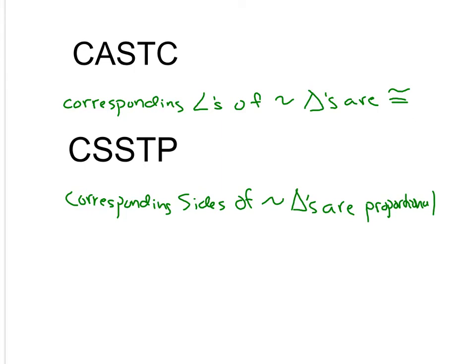And you know that from what we know from 3-2 about all the angles of similar polygons. All the angles of similar polygons are always congruent. We also know that the sides of similar triangles are proportional. So CSSTP stands for corresponding sides of similar triangles are proportional.